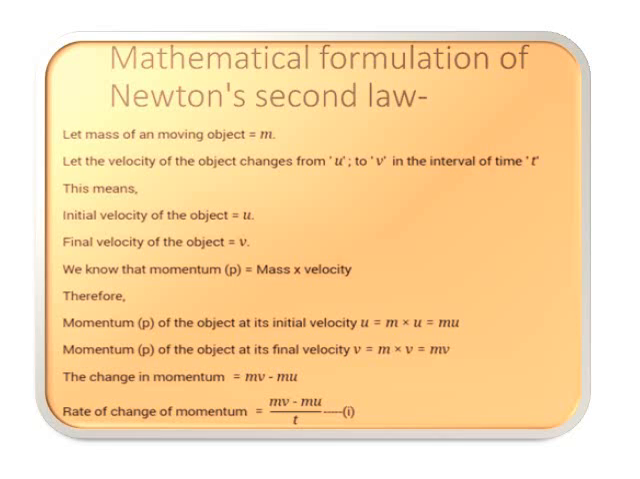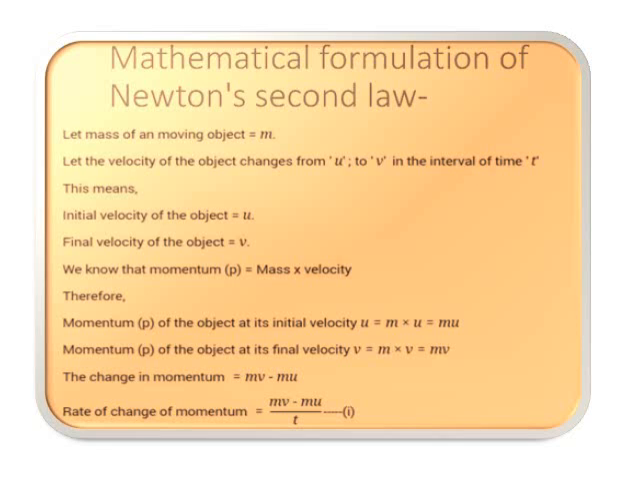This means the initial velocity of the body is u and the final velocity of the object is v. We know that momentum P is equal to mass into velocity. Therefore, the momentum with the initial velocity can be called the initial momentum, so initial momentum is mu. The final momentum, for the final velocity v, will be mv. So the initial momentum is mu and the final momentum is mv.